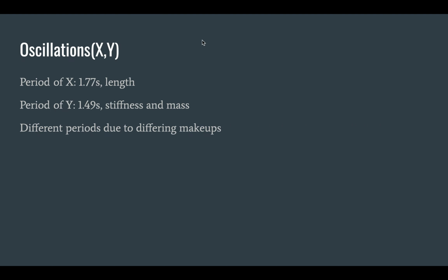So now let's talk about the oscillations. You have the oscillations in the X component and the Y component. The period of X is 1.77 seconds, and the main component of that is the length of the object. The period of Y is 1.49 seconds, and this is due to the stiffness and the mass of the component. So what can we conclude here? We can conclude that the different periods are due to the differing makeups of each X and Y component. For X, it's the length. For Y, it's the stiffness and mass.